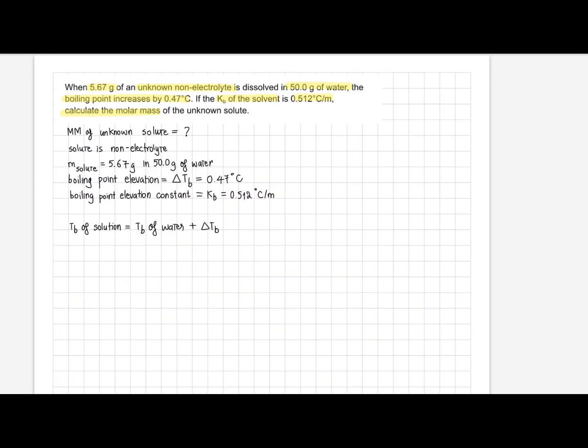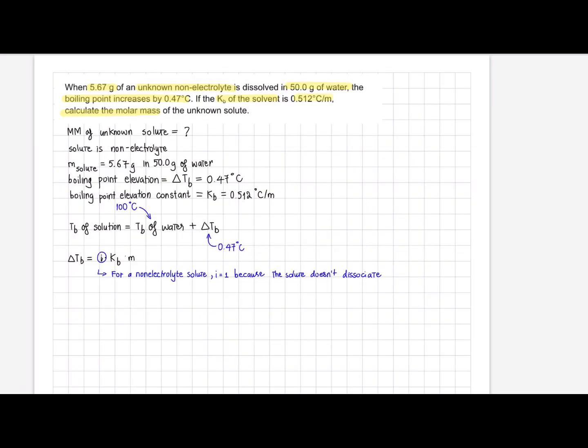So let's go back to our case. The boiling point of our solution is going to be equal to the boiling point of the solvent, in this case water, plus delta Tb. We know that the boiling point of water is 100 degrees Celsius, and the delta Tb, the increase in boiling point, given to us is 0.47 degrees Celsius. Now we need to find the molar mass of the unknown solute. To do that, let's look at the formula for delta Tb. Again, delta Tb equals i times Kb times m.